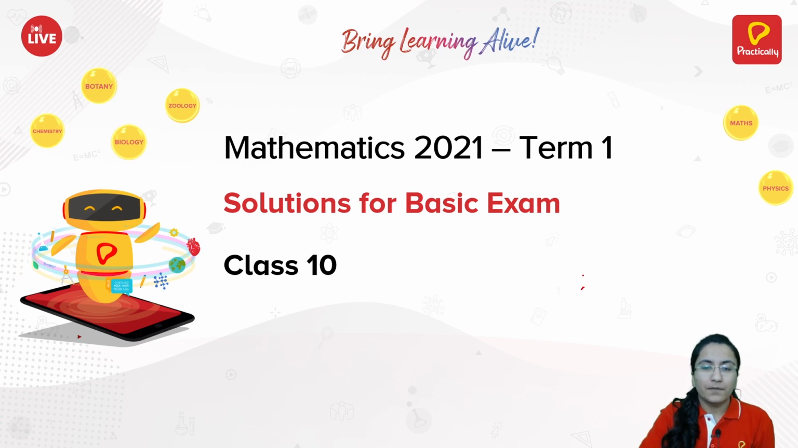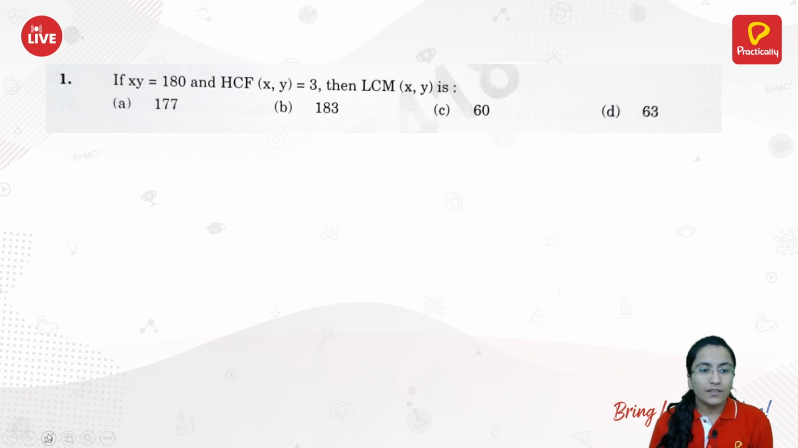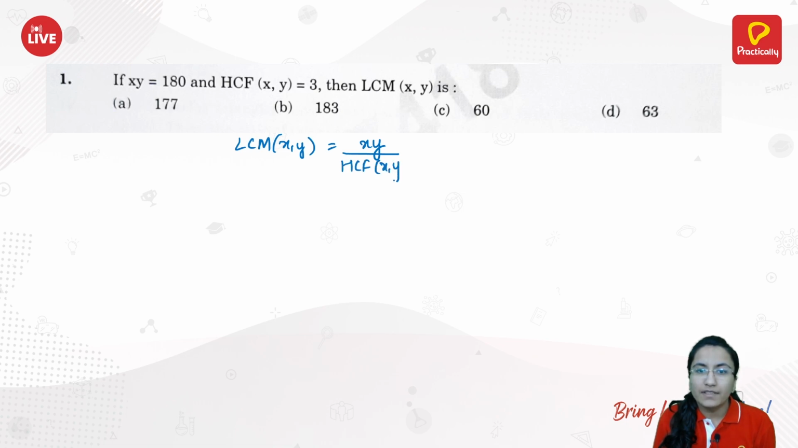So we have our first question as: if x into y is equal to 180 and HCF of x, y is 3, then LCM of x and y is. This is an easy and direct formula based question. How can you proceed? LCM of two numbers is the same as the product of the numbers divided by the HCF of those two numbers. So here the product is given as 180 and HCF is 3. If you cancel out, you have 60 as your correct answer. So that means option C is correct. Let's jump to the next question.